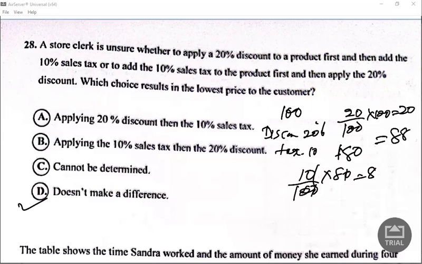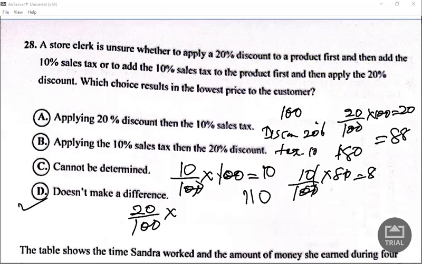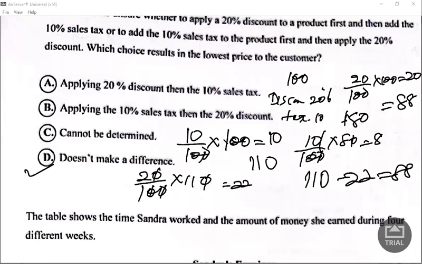Let's do the reverse now. Add the tax to the $100. So let's add 10% tax to 100 rather, which works out to 10. So it works out to 110 when we add it, right? So now we're gonna take the discount of 20% times 110 and see how much that works out to. Now this works out to 22, and if we subtract 22 from this, it will give us 88. So it does not make a difference. As I said, I was a bit surprised when I saw this.